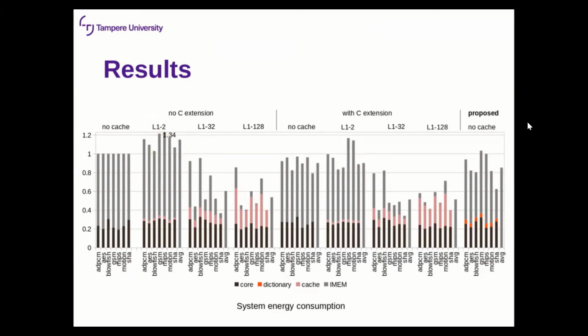With the compressed extension and no cache, we can see that on average, we can save around 10% of the system energy. When incorporating a cache, we can lower the energy consumption further. With our proposed method and no cache, we achieve around 15% reduction in system energy consumption, which is 5% better than the RISC-V compressed extension.